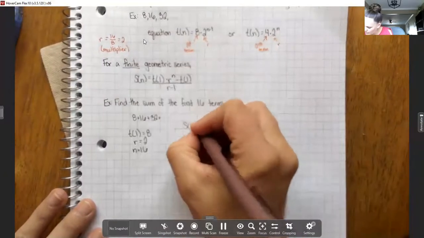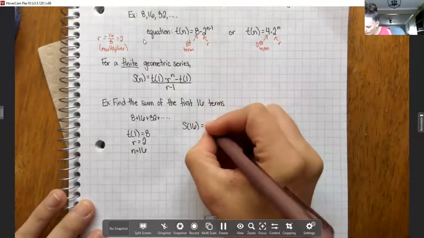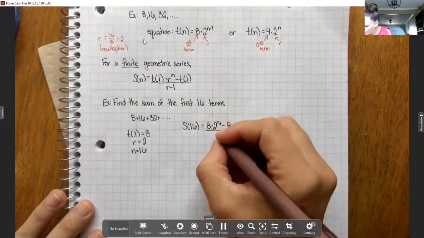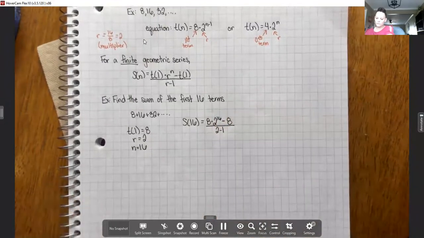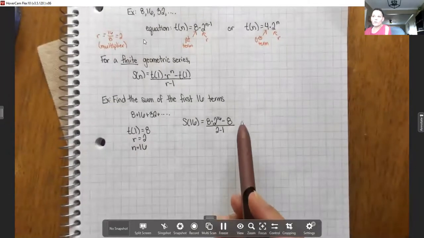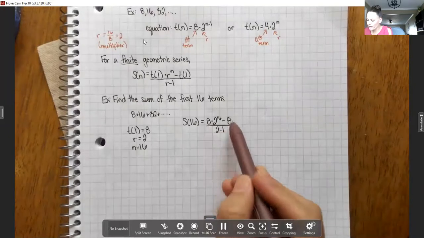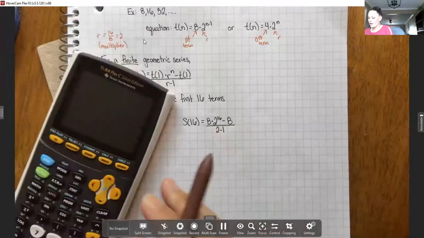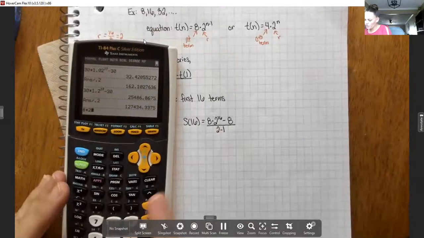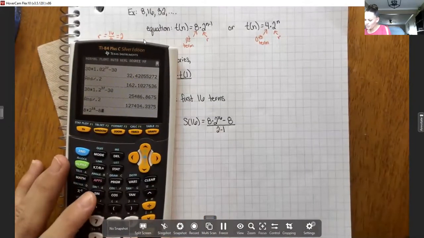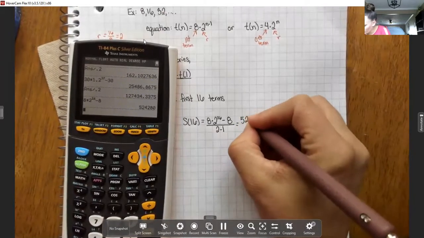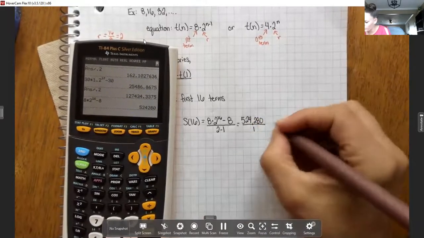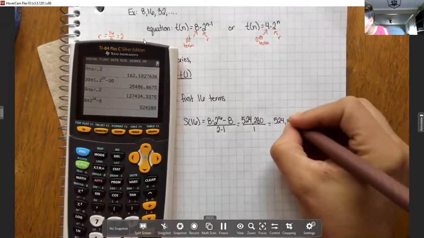So here s of 16 is equal to 8 times 2 to the power of 16 minus 8, divided by 2 minus 1. So again, if you put this into your calculator as one step, you need parentheses over the whole numerator divided by the whole denominator. I personally just do my numerator and denominator separately. So 8 times 2 to the power of 16 minus 8, I get 524,280, all divided by 1, which we know is just 524,280.